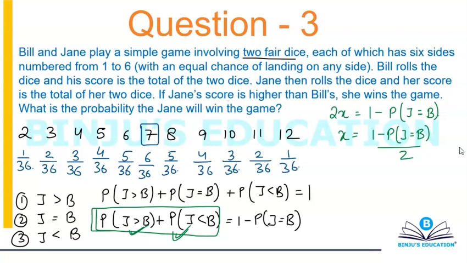Now I just need to calculate the probability when they both will have the same score. So if they both score 2, then it will be 1 by 36 into 1 by 36.